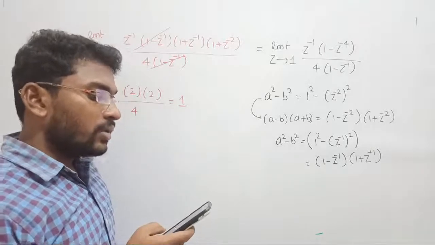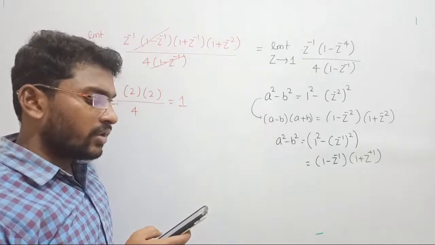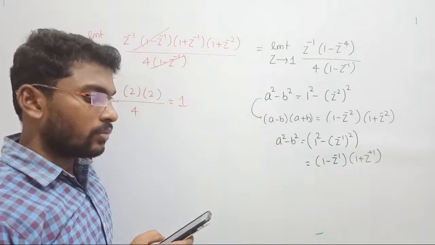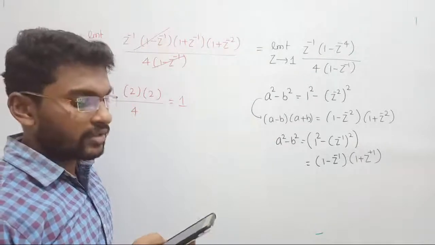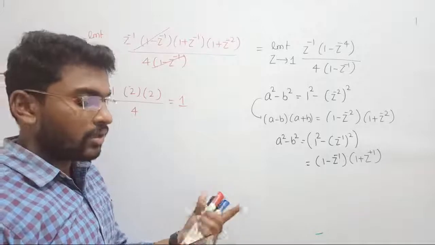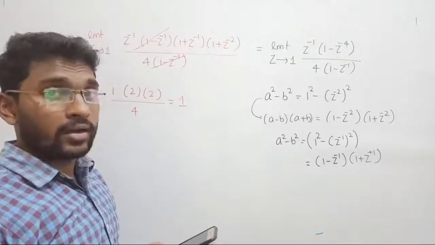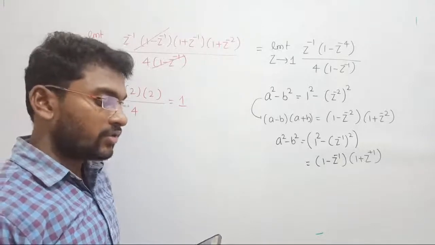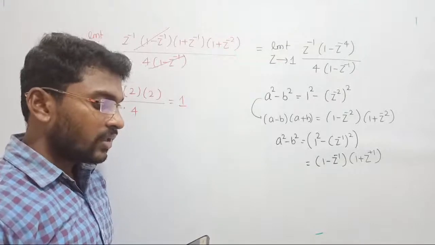Next, the region of convergence of the z transform of a unit step function. We know the answer. What is the answer? Right now, just take the one that is mod of z greater than 1. So the correct answer is mod of z greater than 1. That is the region of convergence.